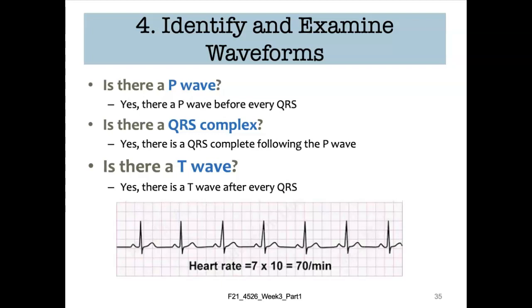So number 4 is identifying and examining the waveform. We're looking at the P, the QRS, and the T wave. You look on the rhythm strip: is there a P wave? Your answer, if it's correct, would be yes, there is a P wave before each QRS. Here you can see P wave, P wave, P wave, P wave.